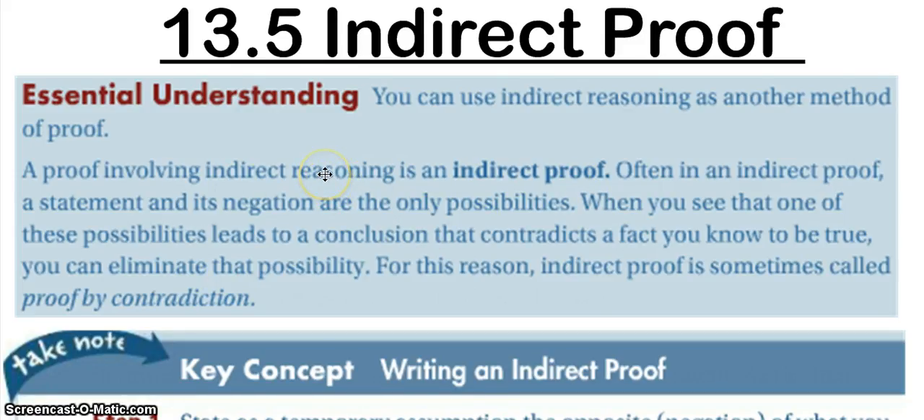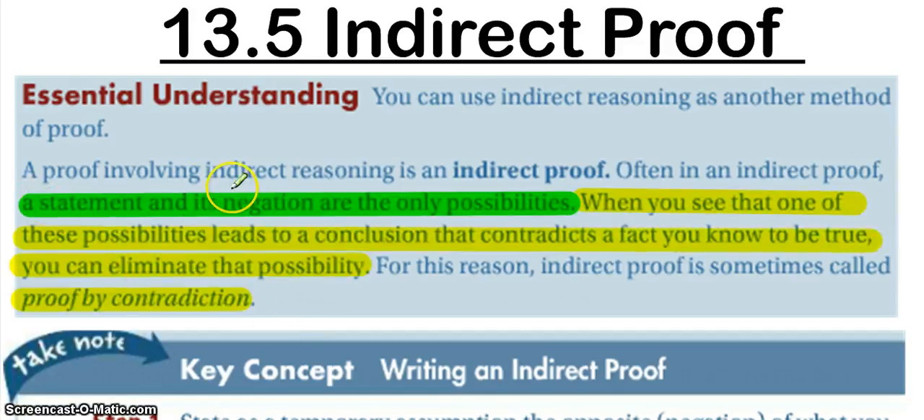So the most important part of this is that a statement and its negation, or the opposite of the statement, are the only possibilities. So what we do is use our indirect proof to show a contradiction, or show something that's not true, because if a possibility leads to a conclusion that contradicts a fact that we know to be true, we can eliminate that possibility and therefore prove something by contradiction.